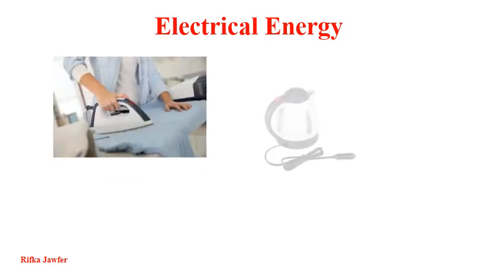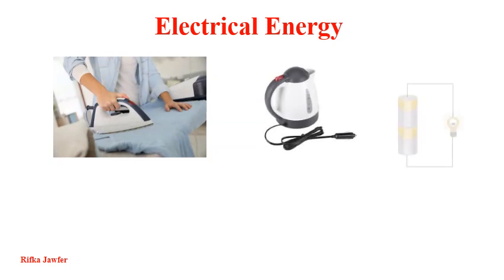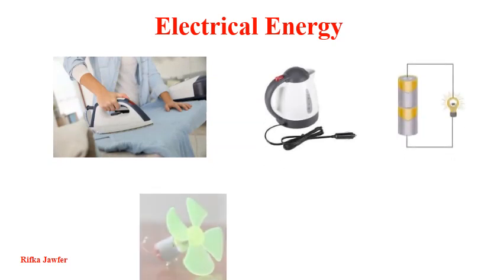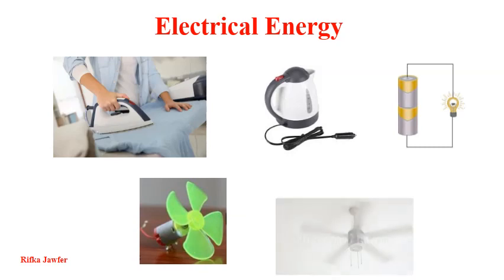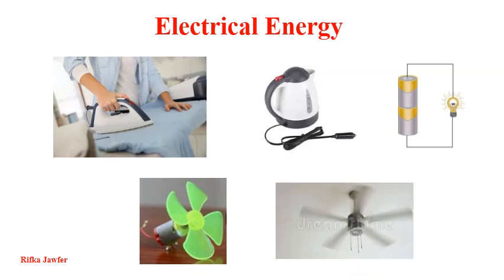Electrical energy. We do most of our daily works using electricity. Ironing, boiling water in an electric heater, lighting a bulb, rotating of a motor, and rotating of a fan are some of them. The energy used to do these works is electrical energy.